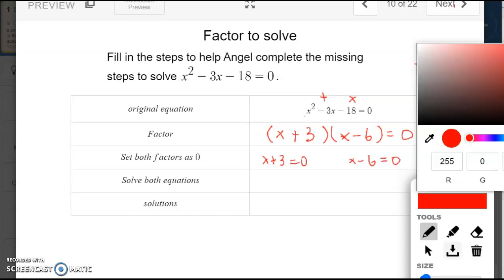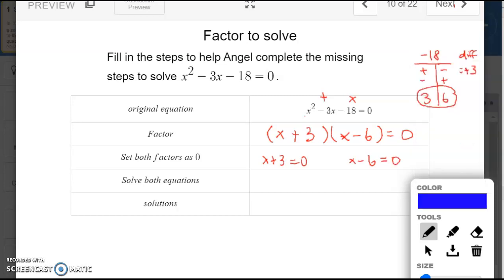From here, I can bring this plus 3 to the other side by making it negative 3. So x is equal to negative 3, and bring the negative 6 to the other side by making it positive. You add 6 to both sides, and you get x is equal to positive 6. So x is equal to negative 3, or x is equal to 6.